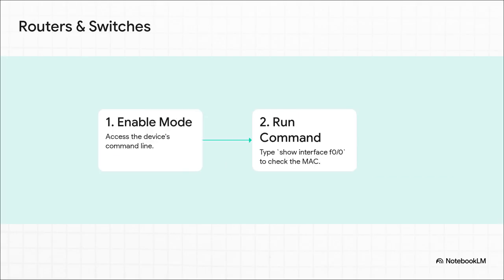And for those of you who actually manage network gear, you can even find the MAC address of a specific port on a router or switch. Just use a show interface command. This really shows you how fundamental this address is at every single level of a network.